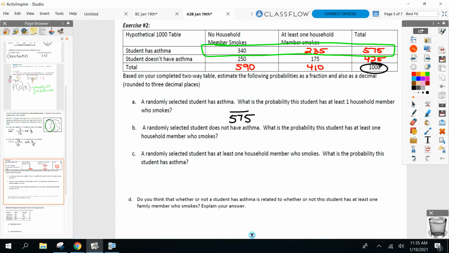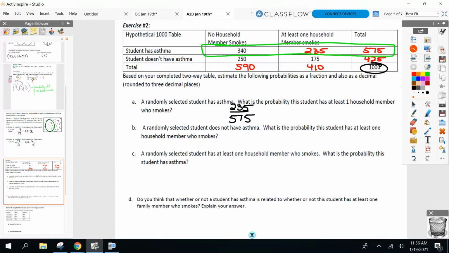Out of the 575 of those guys who have asthma, how many have at least one household member who smokes? I'll do this one for you, and then you do the other two for me. There are 235 out of the 575. Everyone see where I'm getting those numbers from? Please stop me if you don't, because this is where I really need you to start picking this up, using the tables. Out of the 575, there's 235 that have at least one member who smokes.